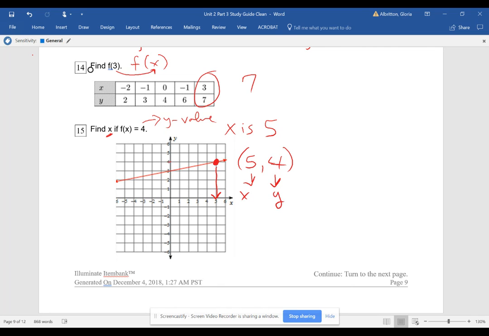So when your f of x is 4, your x itself is 5. Just try to keep that straight. It gets a little confusing, but just read your graph.